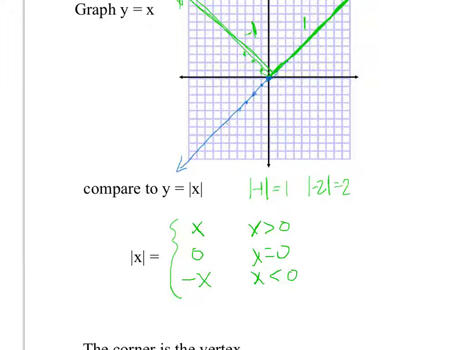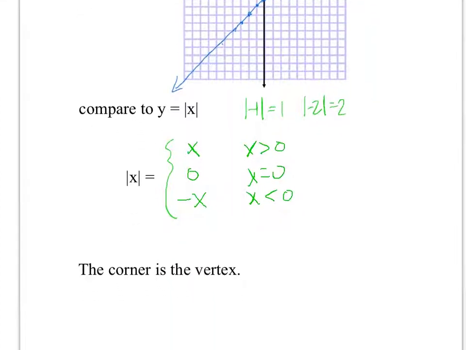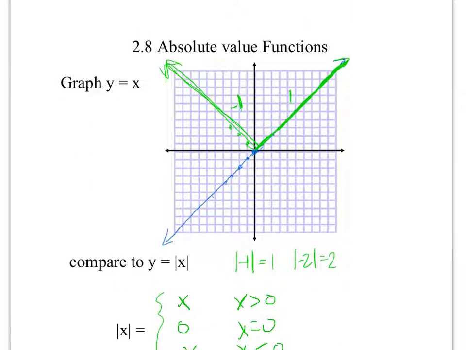And the last thing I want to point out on this page is that the corner is a vertex. So here, remember, we've got this V, and that point right there at the corner where it changes direction is called the vertex.